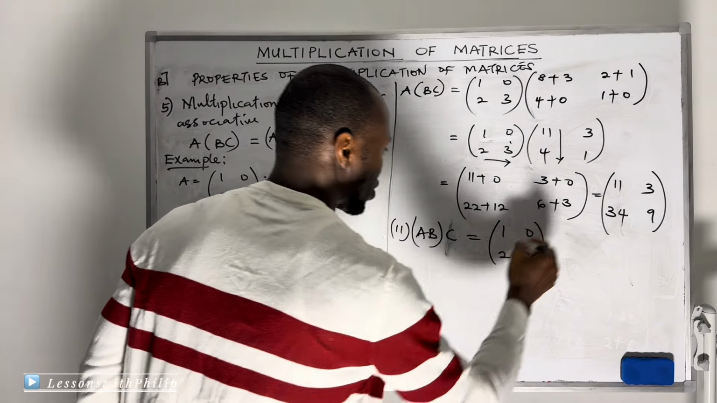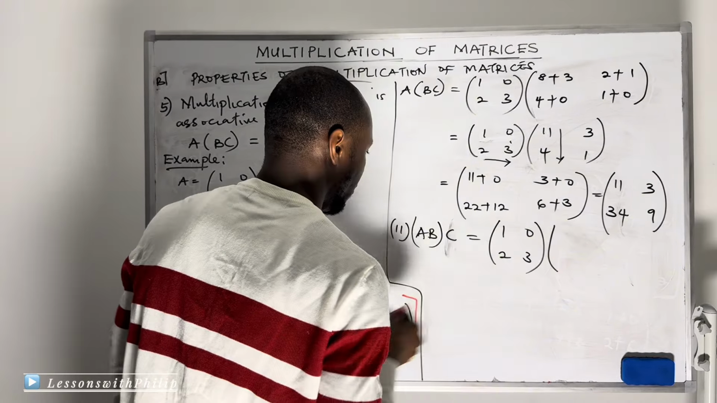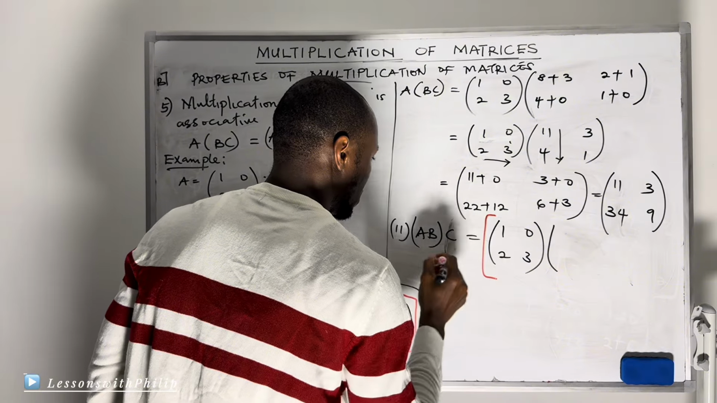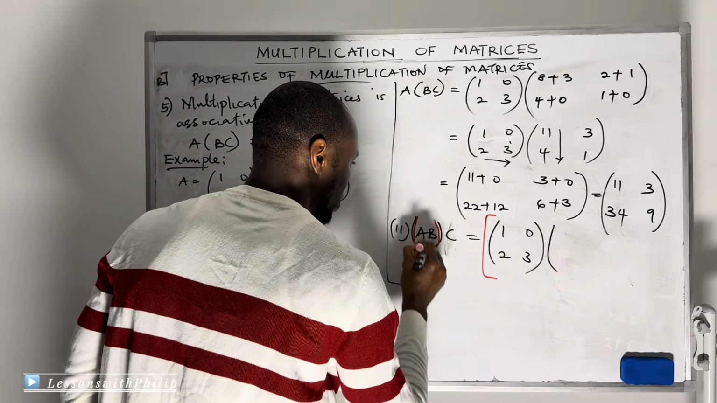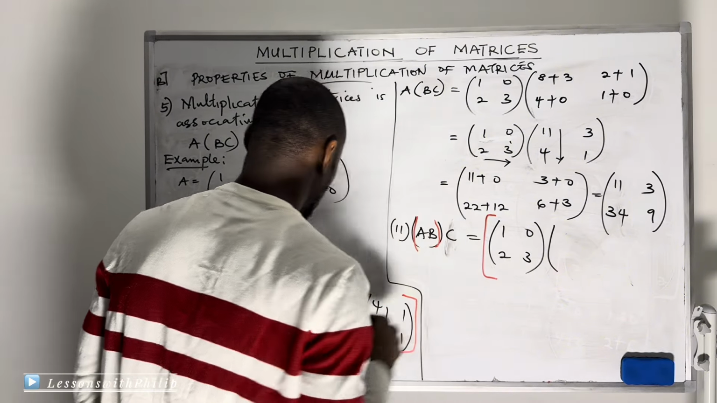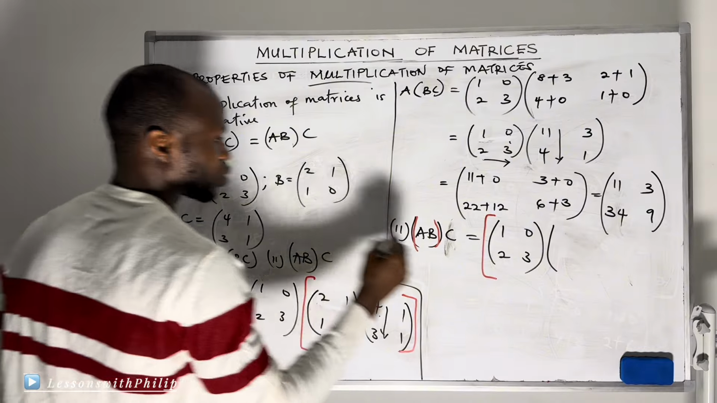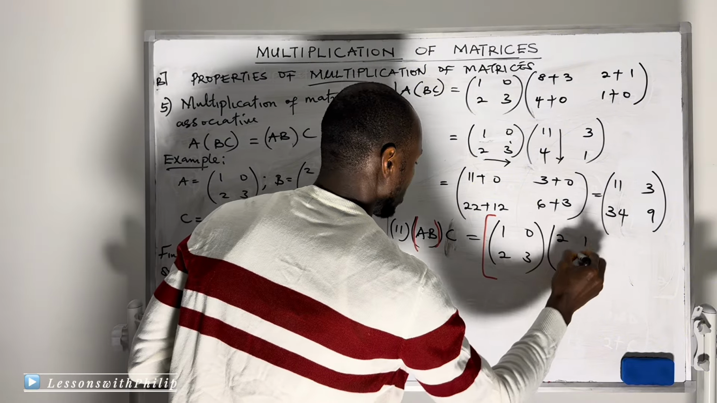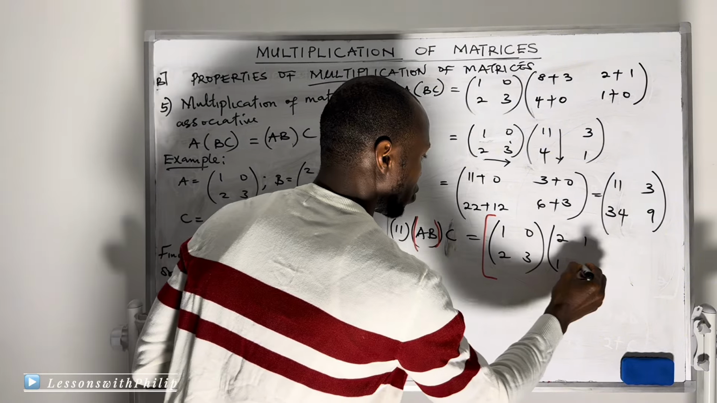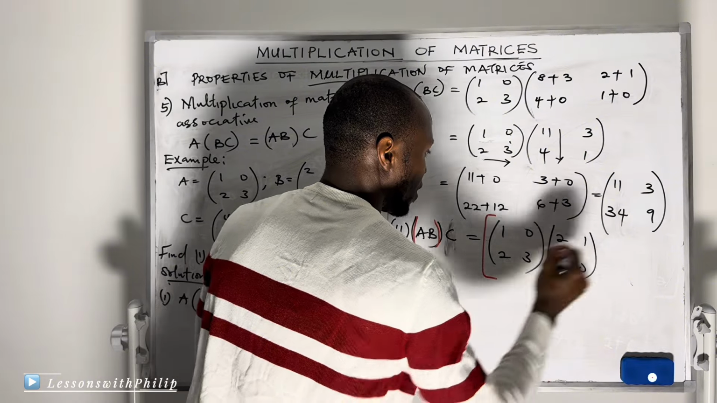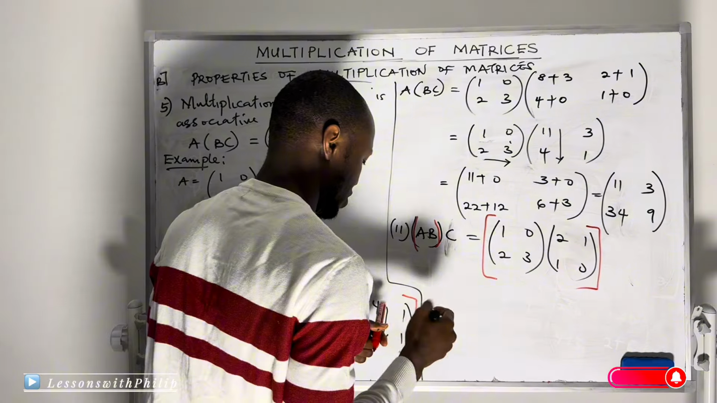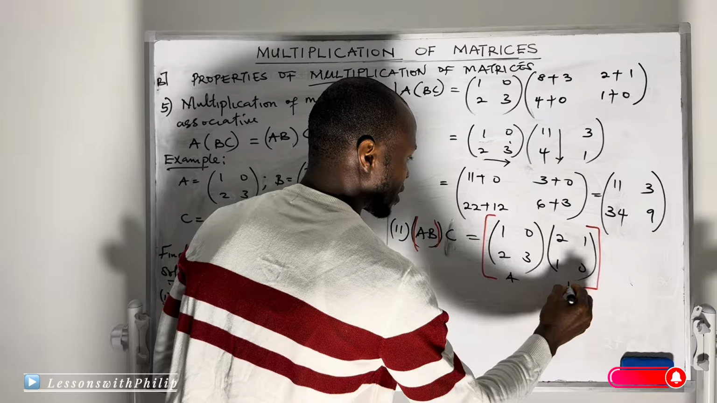Okay? And my matrix B is what? Don't forget that is a big bracket. This bracket is what I want to have here. What is my matrix B? My matrix B is 2 1 2 1 1 0. Okay, this is my A, this is my B.